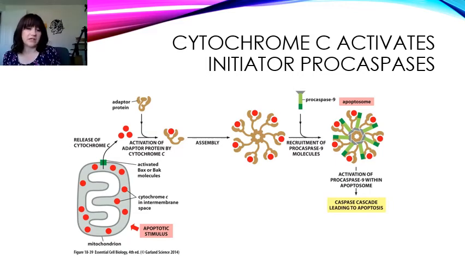And it will interact with an adapter protein and form this kind of wheel-like structure. And then they will grab onto or recruit an initiator caspase, in this case called procaspase 9. And this forms a complex called the apoptosome, or wheel of death, all right? And so the procaspase within that apoptosome will get cleaved and activated, and then these initiator caspases can go down and induce a cascade and activate executioner caspases.